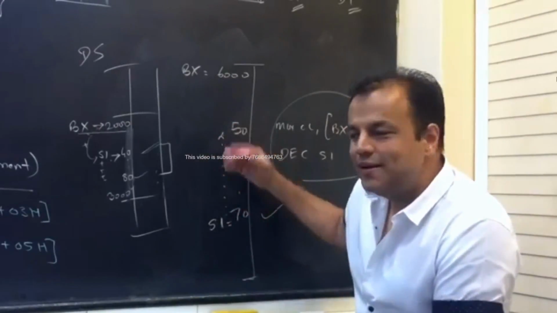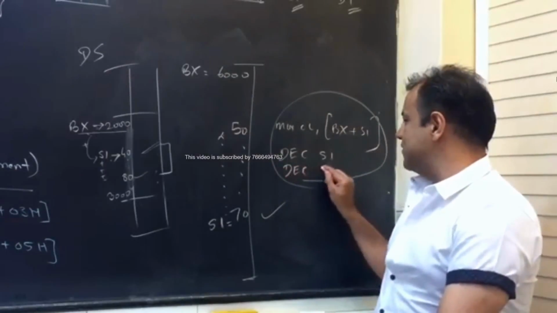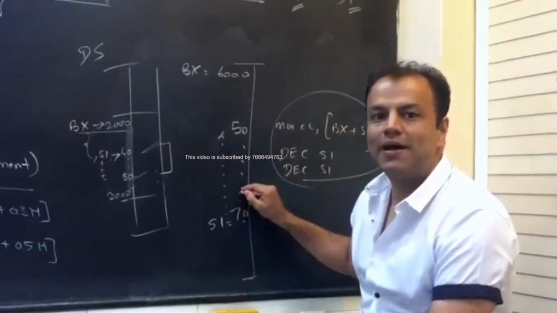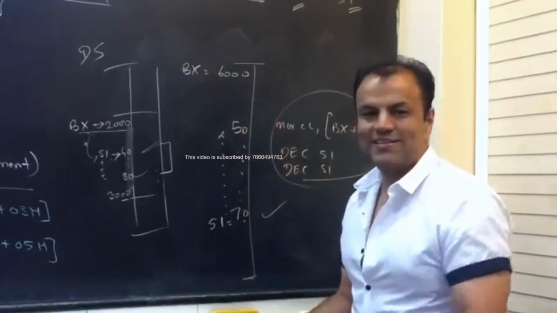Suppose you want only alternate elements. What do you do? Decrement SI twice. First SI was 70, then it will become -2, then -2, then -2. You get only alternate elements.